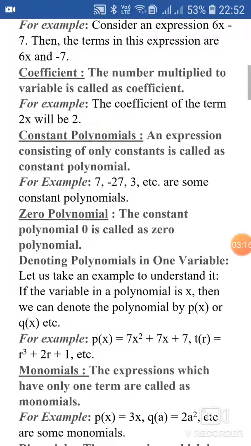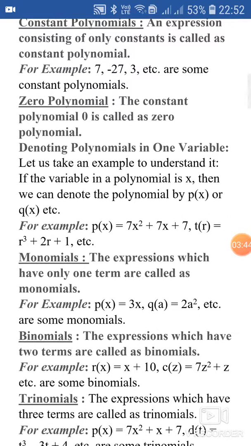Next is the constant polynomial. When an expression consists only of a constant, it is known as a constant polynomial. For example, 7, 2, 3, minus 6 and so on. Then comes the zero polynomial. The constant polynomial 0 is known as the zero polynomial. It should not be any other number; only the number 0 is the zero polynomial.